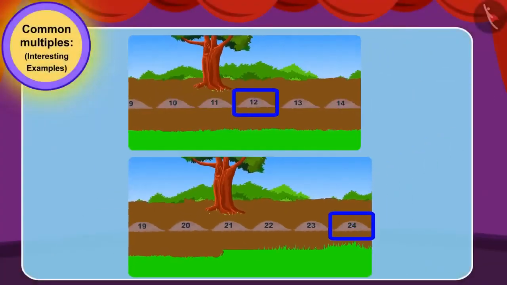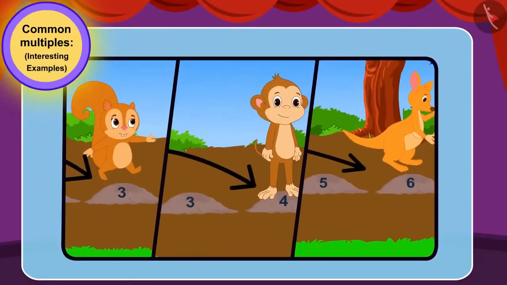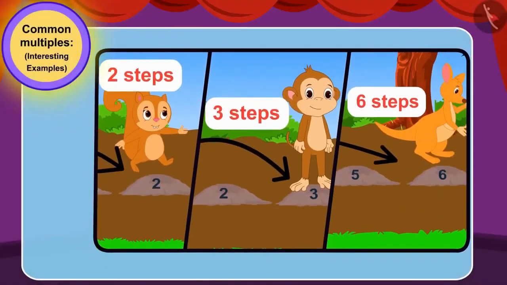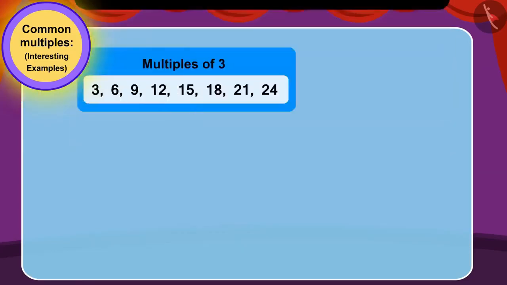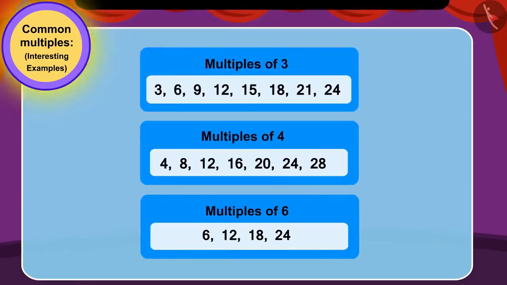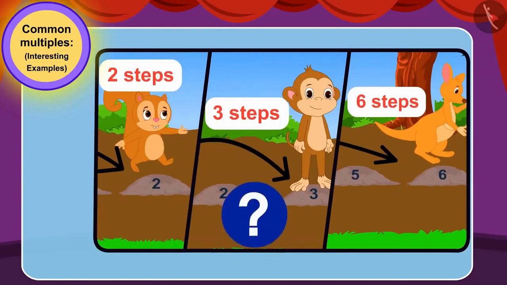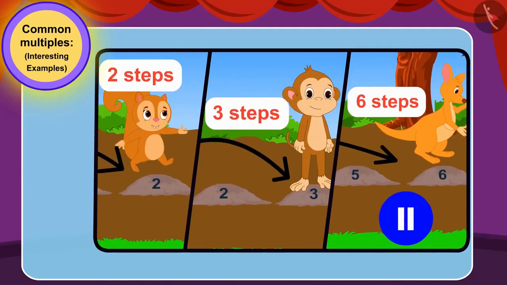Because there were only 2 stones on which the three friends had jumped, the three friends crossed the marsh successfully and reached the way out. Children, if all three friends had jumped to multiples of 2, 3 and 6 instead of multiples of 3, 4 and 6, would the three friends have crossed the marsh successfully? If you want, you can stop the video and find the answer.